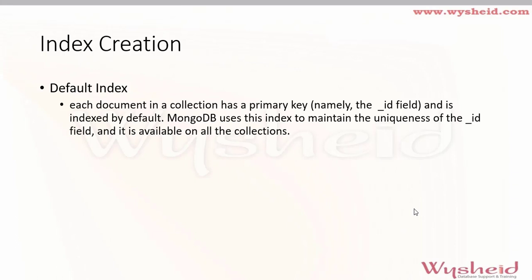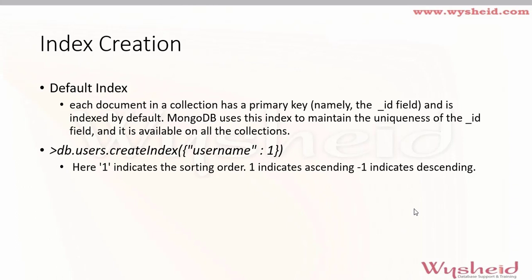While you insert a document into a collection, you can pass the value for the _id field, and if you are not passing it, then MongoDB will create a unique value for that _id field. So that _id field contains a unique index by default. Because of that, we cannot have a duplicate value for the _id field. Okay, so we don't have to do anything specific for the default index. Now we'll see how to create an index, or a user defined index.